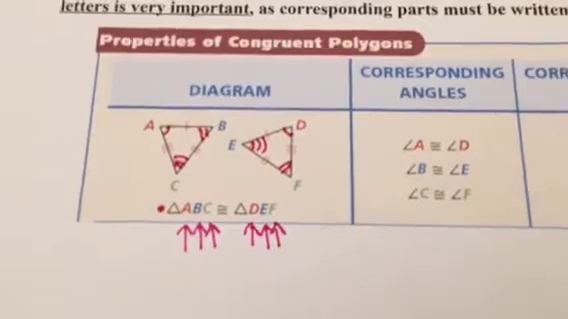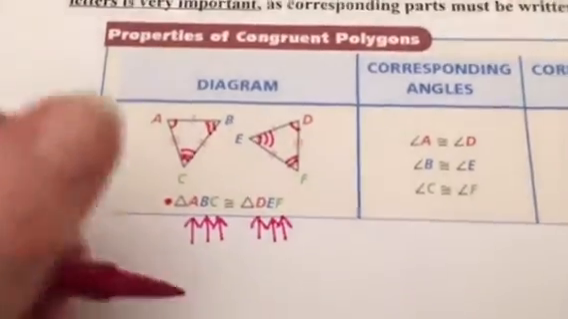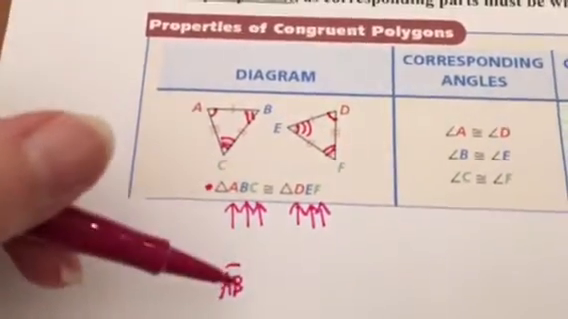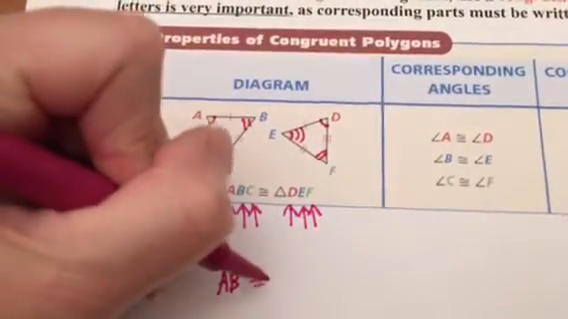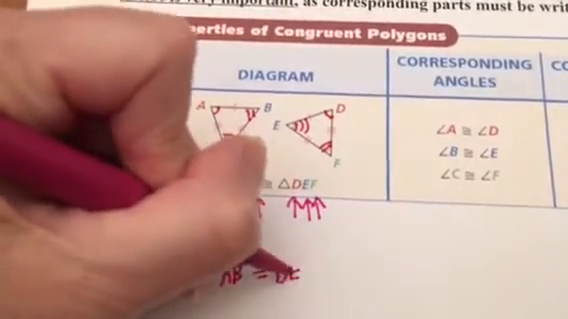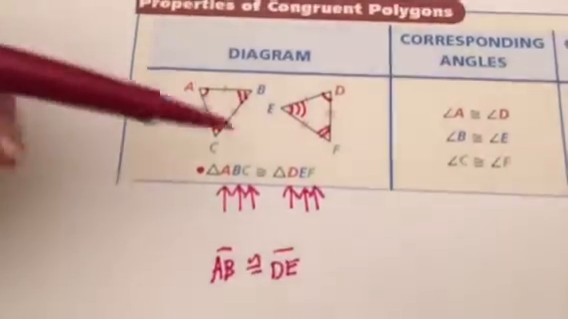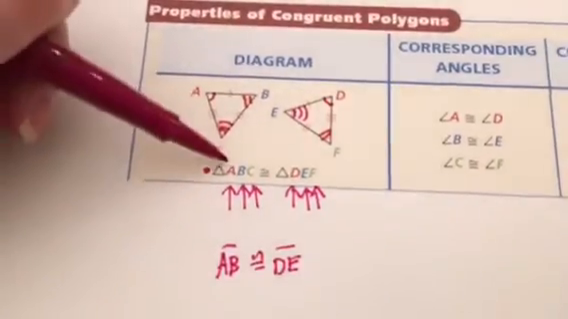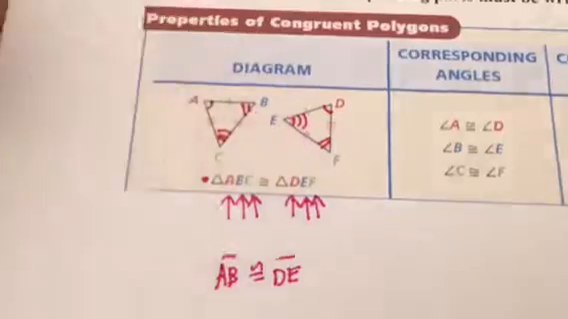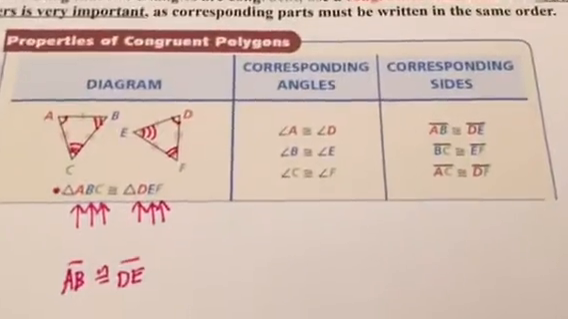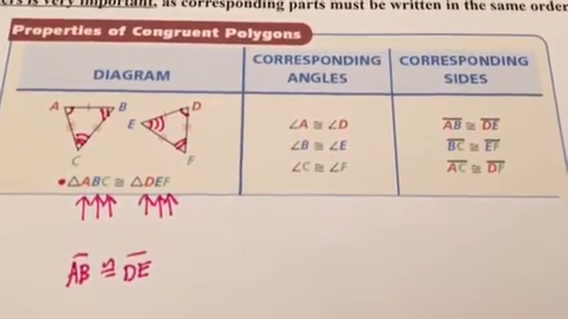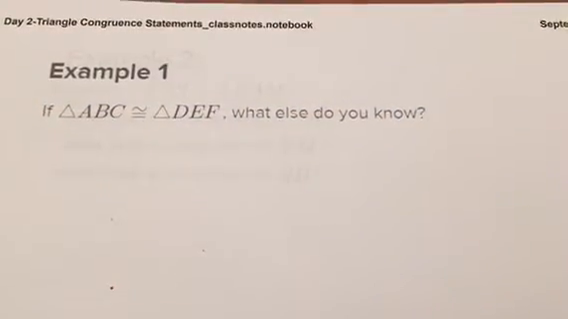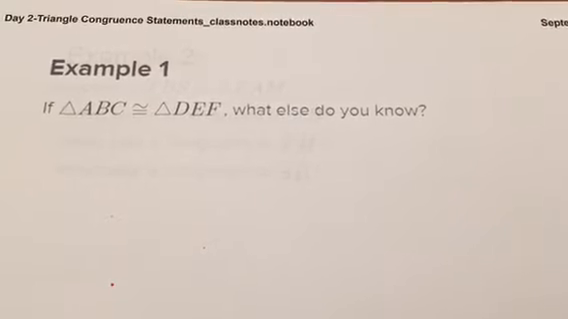So if I'm trying to show that the sides are congruent, I know that segment AB, those are the first 2 letters in the statement, so segment AB is congruent to segment DE. And segment BC is congruent to segment EF. Segment AC is congruent to segment DF. So when you're working with triangle congruency problems, just make really sure that you're paying attention to the order that things are written. Okay, the first example pretty much goes back to the problem that we just talked about.